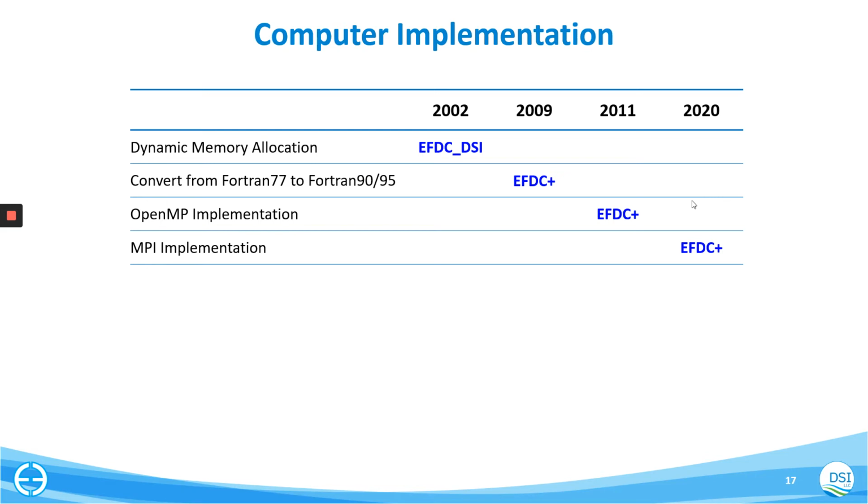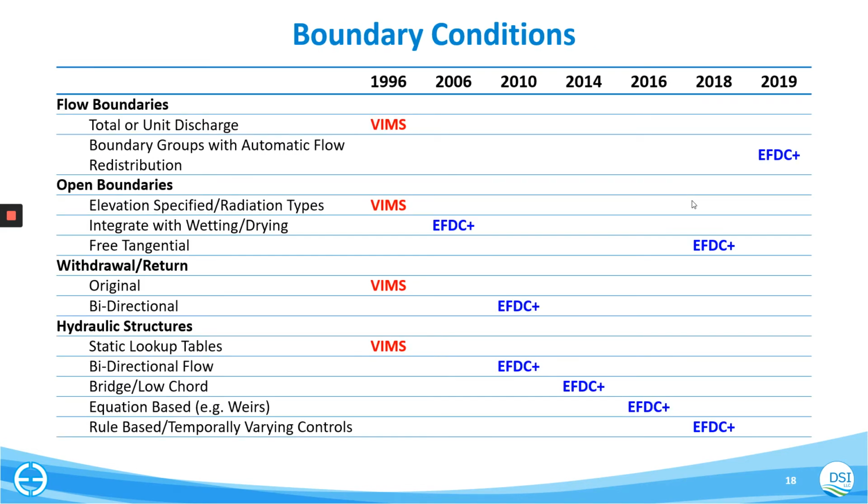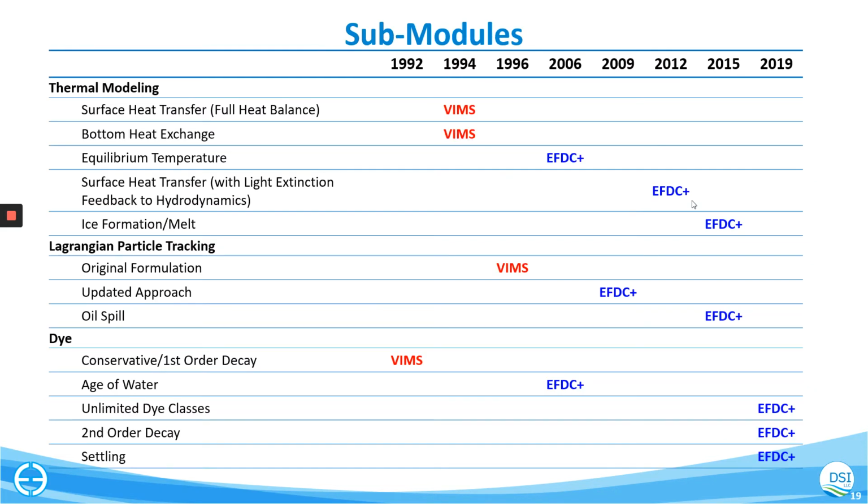We are testing it at our offices, where the runtime speed can be greatly increased. These are some of the boundary conditions that were added at different points of time, and EFDC Plus added a lot of other boundary conditions, especially the hydraulic structures, some of the new open boundaries, and the flow boundaries. These are the different submodules that were added depending upon the developer. As you can see, EFDC Plus version had a lot of new submodules added, which is the version that you get with EEMS.